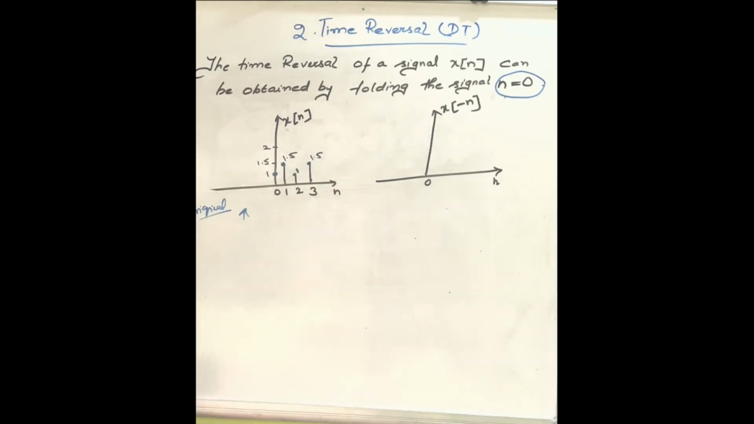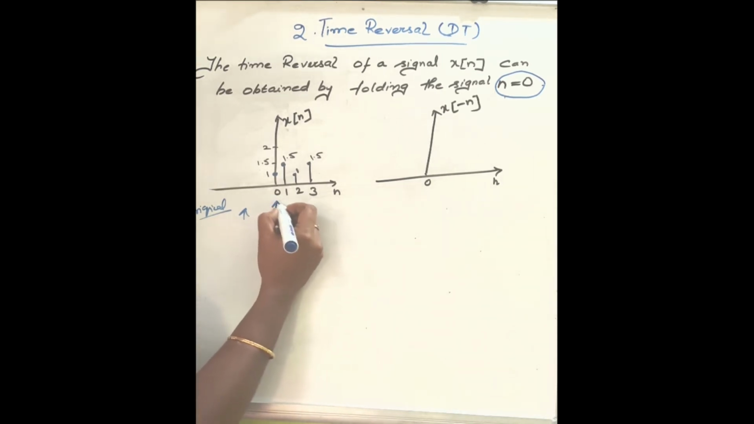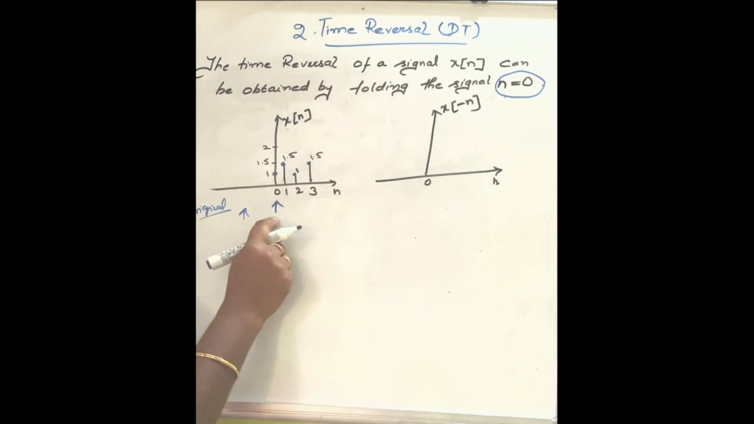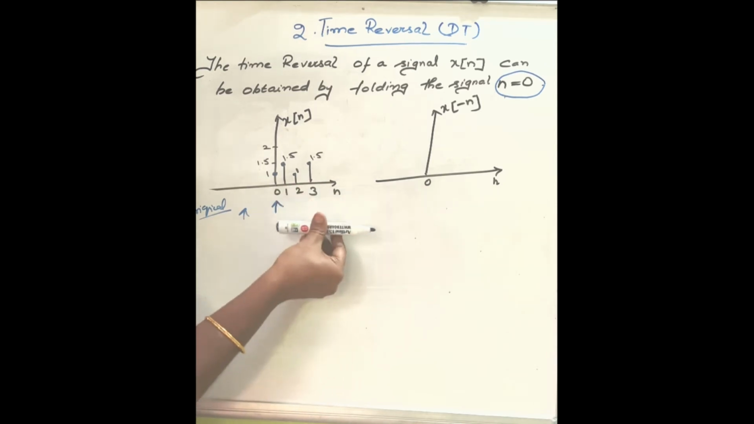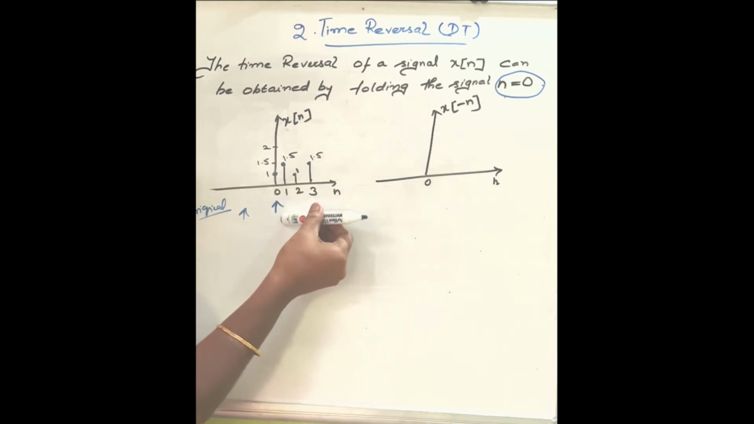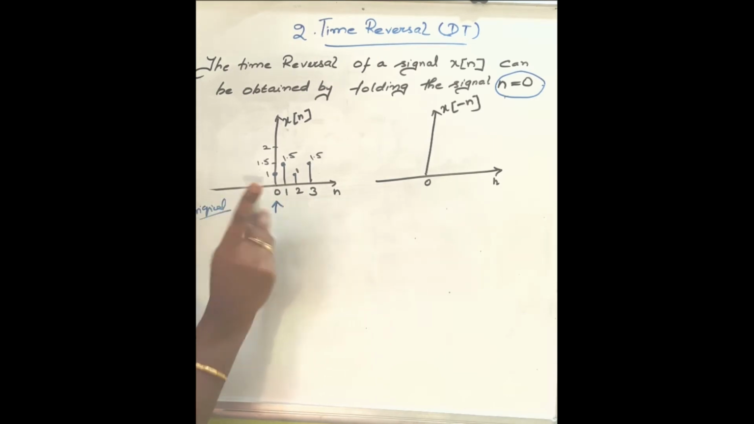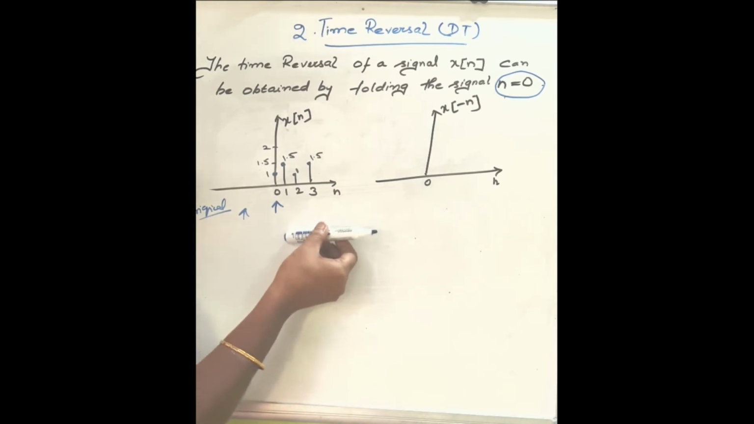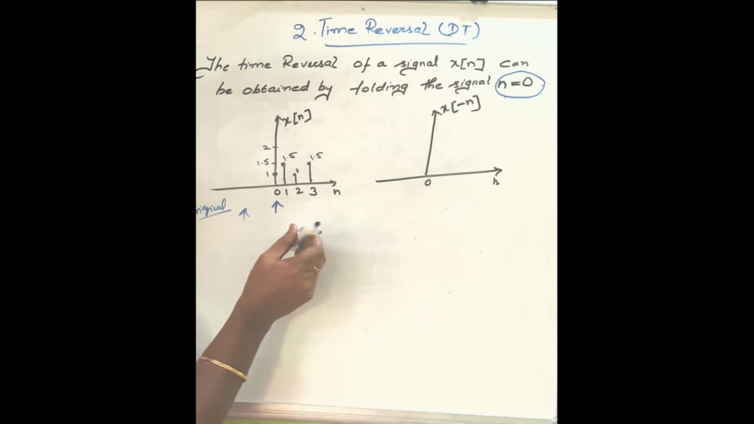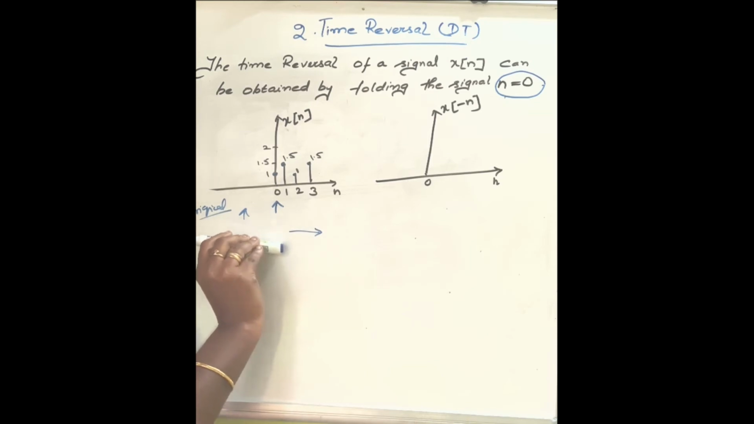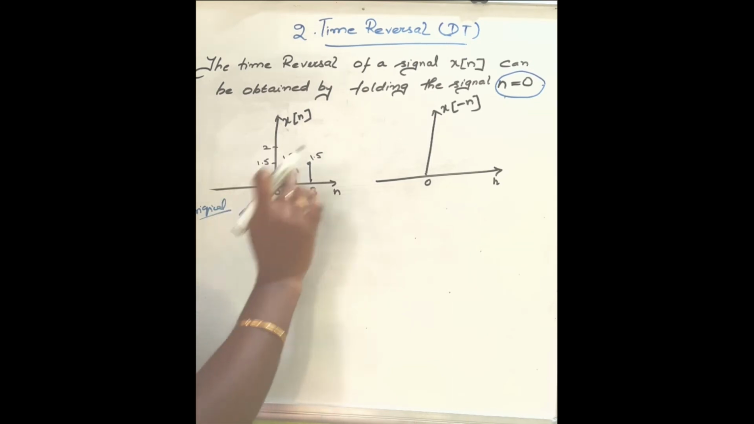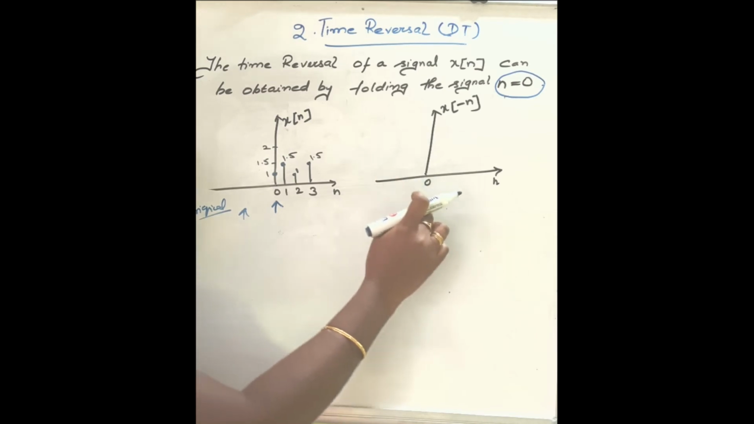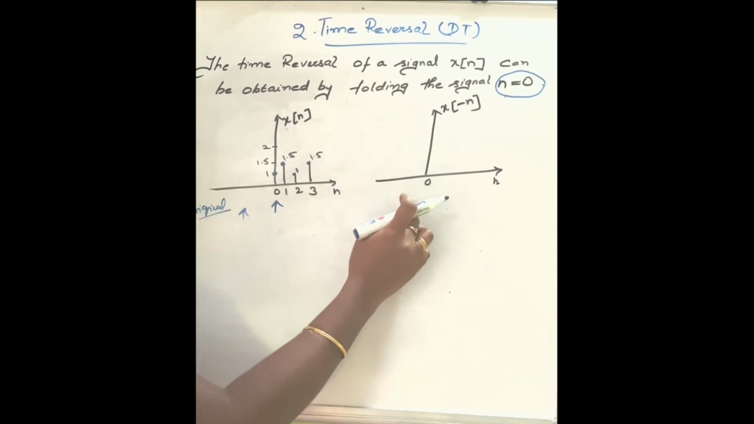So now when you are asked to do a time reversal, you keep this place as it is. Do not change this. If the signal is like this, do not change n is equal to 0, but bring the signal to the other direction. Do not change the starting point, but change the rest of the signal to the other side. Having this in mind, please draw the resultant signal, that is time reversed signal.